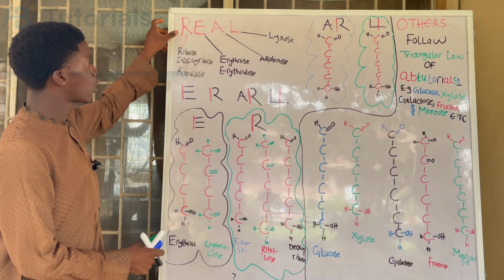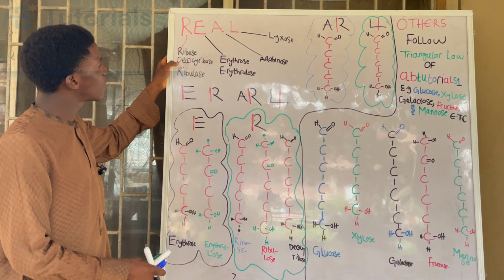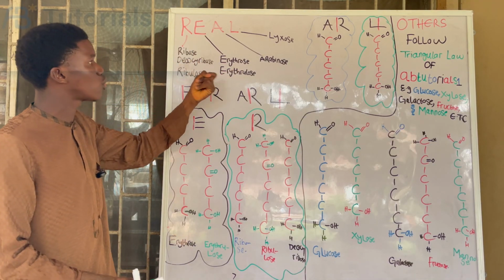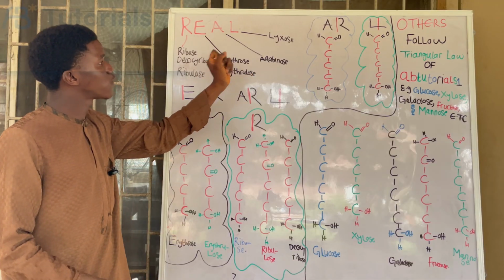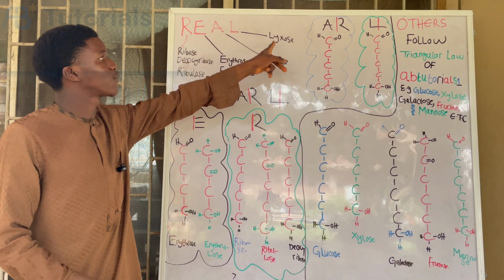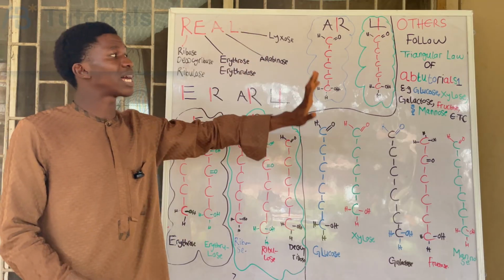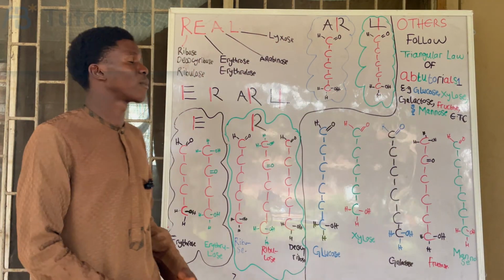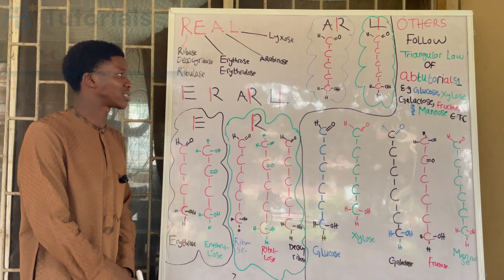The REAL is for ribose, deoxyribose, and ribulose. That is for the R. The E is for erythrose and erythrulose. The A is for arabinose, and the L is for lyxose. While others like glucose and galactose follow another pattern. Now let us look at this REAL pattern.